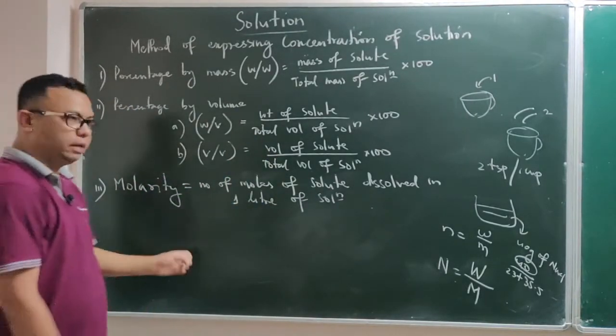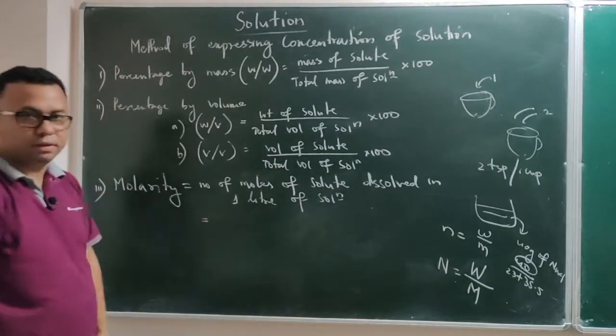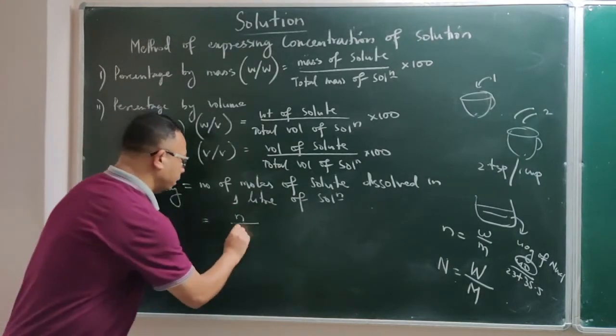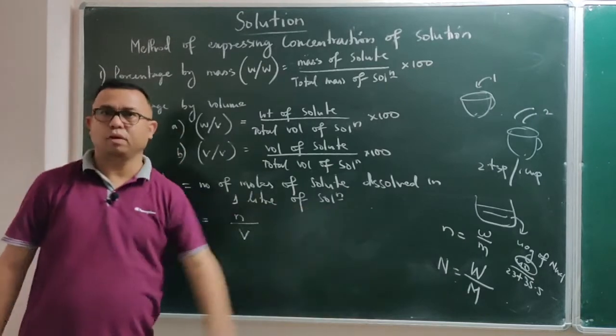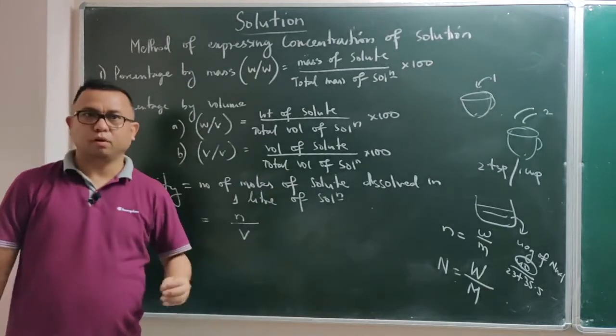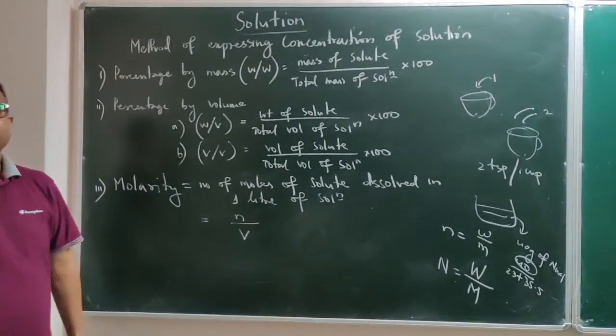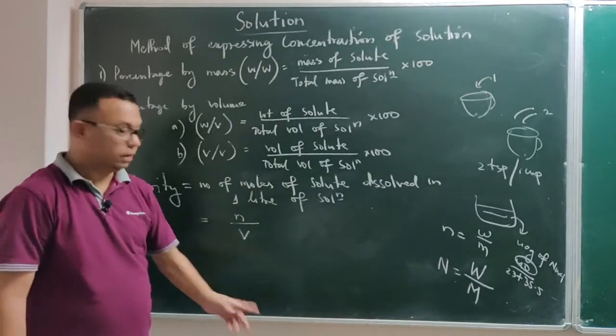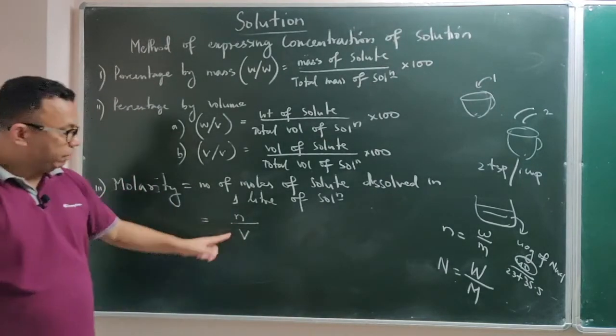So then the formula of molarity becomes something like this. Number of moles, here small n, divided by volume. So V here is standing for the volume of the solution. And don't forget, it should be in liter. In case you are given volume in cc or ml, don't forget to convert it into liter by dividing it by 1000.